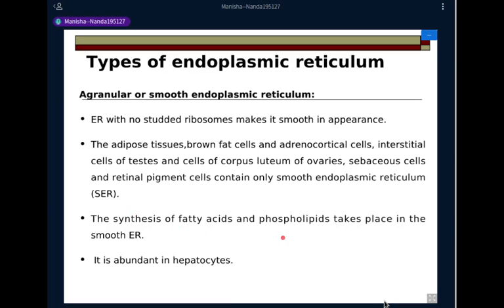The synthesis of fatty acids and phospholipids takes place in the smooth ER. It is also abundant in the hepatocytes. Okay, so the smooth ER is mainly involved in the lipid synthesis, and it is actually the part of the endoplasmic reticulum that is devoid of the ribosomes, that is, it is not involved in protein synthesis.